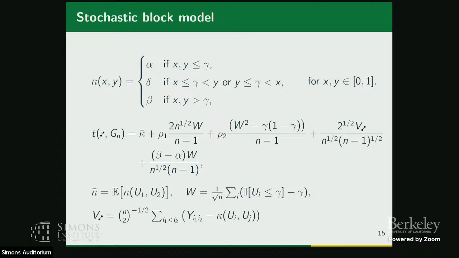And what Bhaswar talked about is that rho 1 has an exact expression for this particular example. Whenever rho 1 is equal to 0, this is not a dominating term. When rho 1 is non-zero, this is the dominating term. So you have the Gaussian limit here, because we know that W.